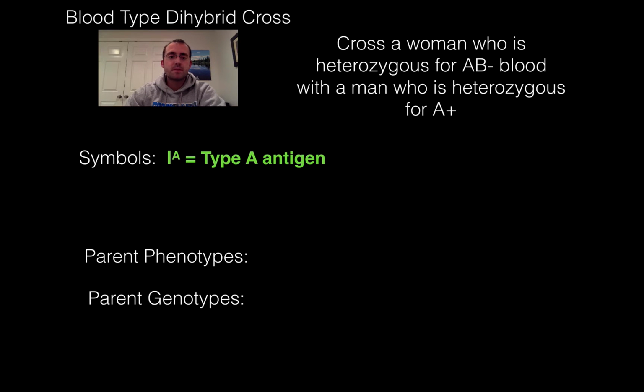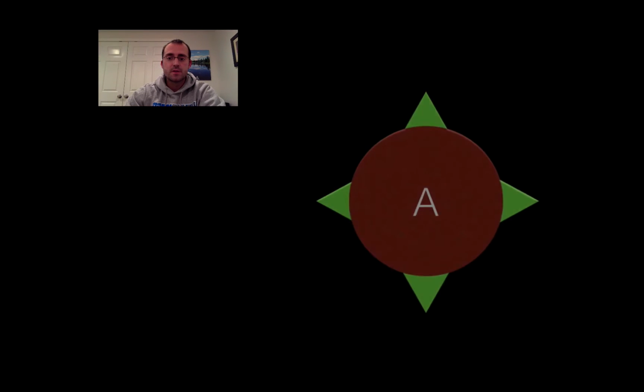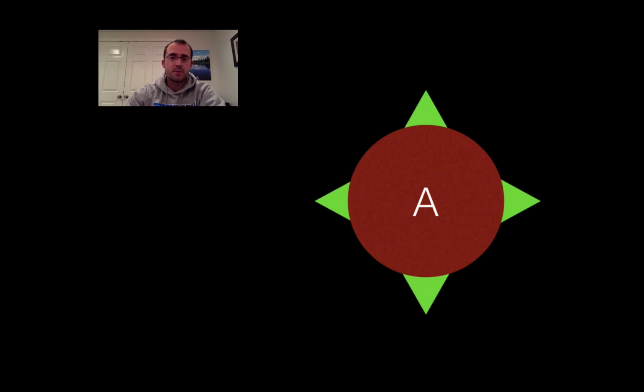So our first symbol is going to be capital I, superscript A. And notice we use a superscript because this is going to be a codominant allele. And what this allele codes for is a type A antigen, or a glycoprotein, that is found on the red blood cell's surface. So in our red blood cells, we have all these different kinds of proteins and sugars that coat the surface that act like different chemical messengers and different chemical markers. And this happens to be the A protein. It's actually a glycoprotein. So if you have type A blood, that means all your red blood cells have this little type A antigen on their surface.